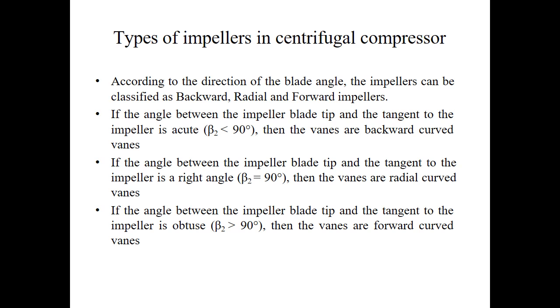Now according to the direction of the blade angle, the impellers can be classified as backward, radial and forward impellers. If the angle between the impeller blade tip and the tangent to the impeller is acute, that is beta 2 less than 90 degree, then the vanes are backward curved vanes. If the angle between the impeller blade tip and tangent to the impeller is a right angle, that is beta 2 equal to 90 degree, then the vanes are radial curved vanes. If the angle between the impeller blade tip and tangent to the impeller is obtuse, that is beta 2 greater than 90 degree, then the vanes are forward curved vanes.